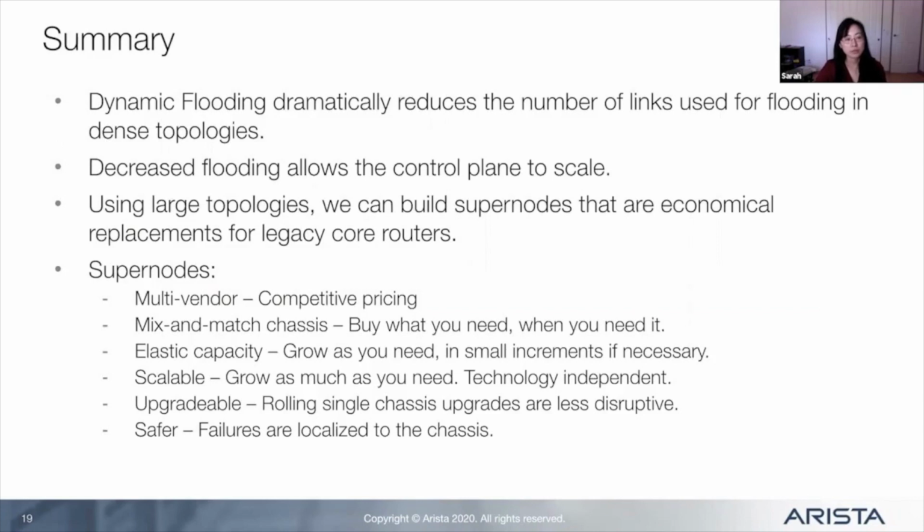So in summary, dynamic flooding can dramatically reduce the number of links used for flooding in a dense physical topology. The decreased flooding allows the control plane to scale, so we can build a much larger and denser topology running link state IGPs. And using such large topologies, we can build supernodes to replace the legacy core routers. The benefits of supernodes are listed here.